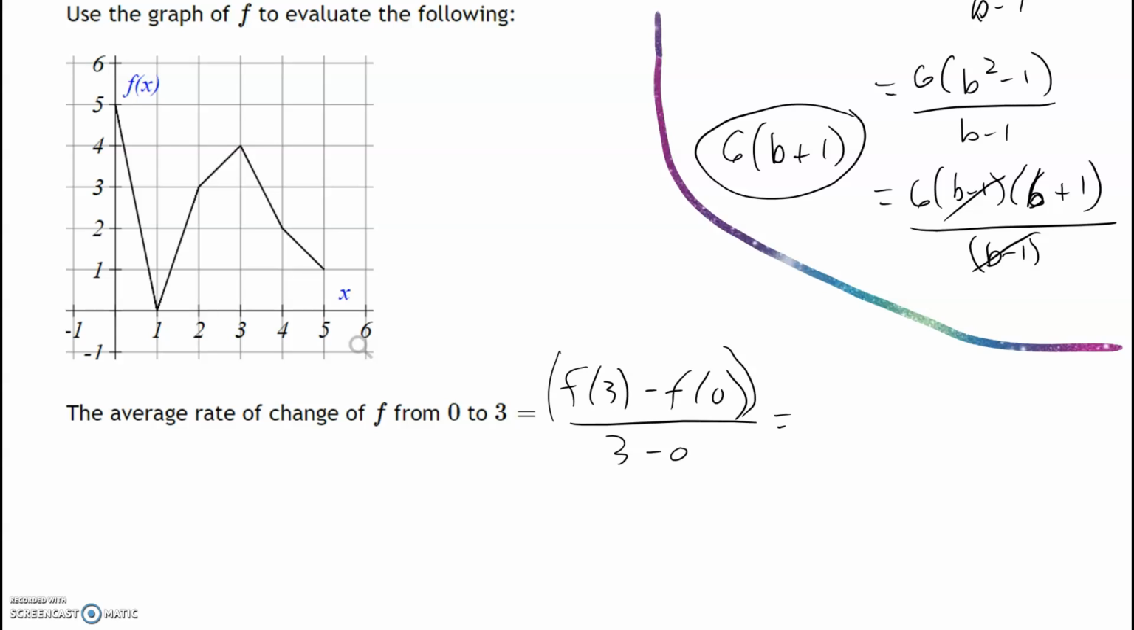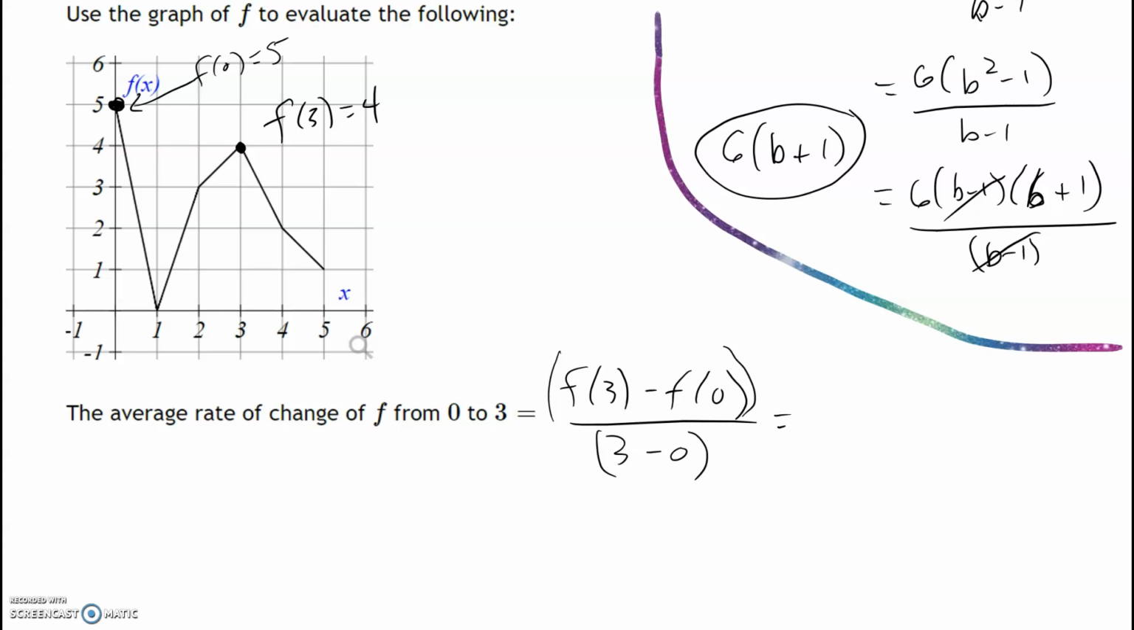Let me say that again. Average rate of change is how far it travels on the y values, from f of 0 to f of 3. F of 3 is right here, has an output of 4, right? We don't plug it in to a function because we don't have the function rule like we did in the previous examples, but we have the graph. What's f of 0? Where x is 0, y is 5. So you can see that f of 0, input 0, output 5.